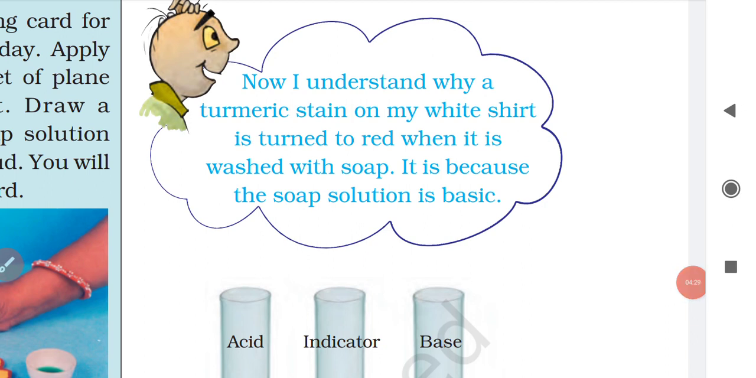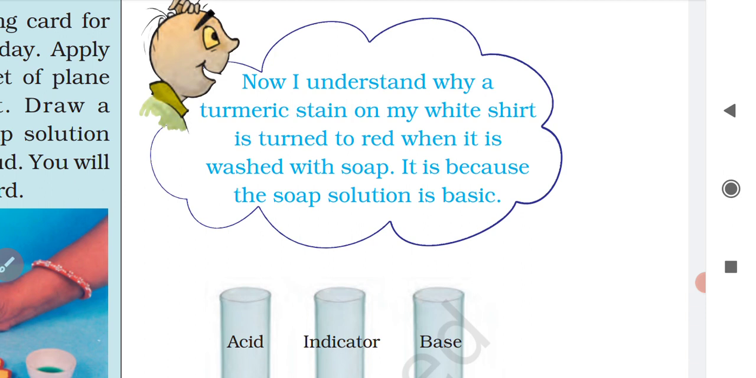Now you see this Bujo on the next page, what he is saying: now I understand why a turmeric stain on my white shirt turns red when it is washed with soap. So when vegetable curries are prepared, turmeric is added to the curry.